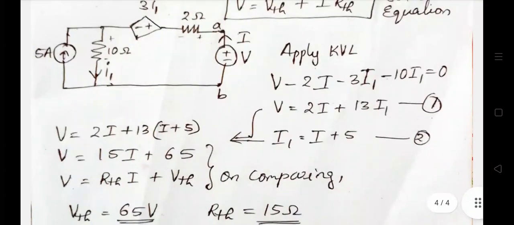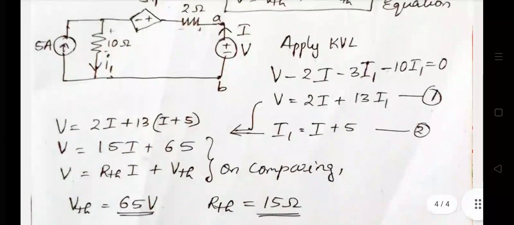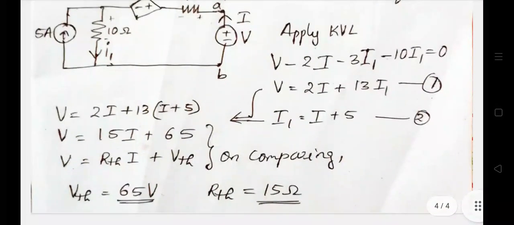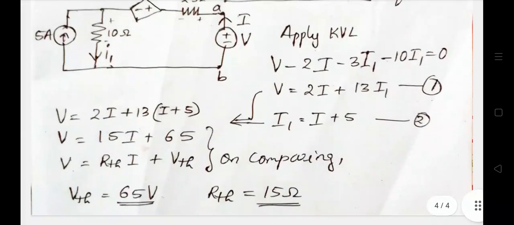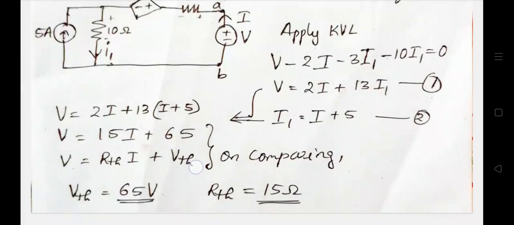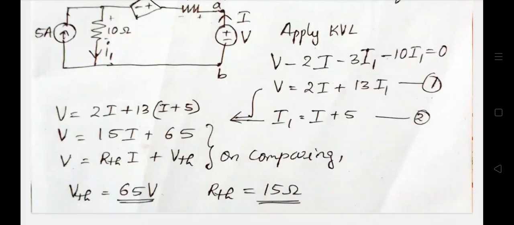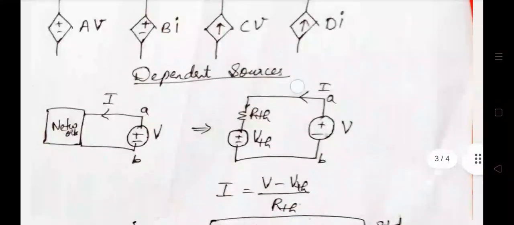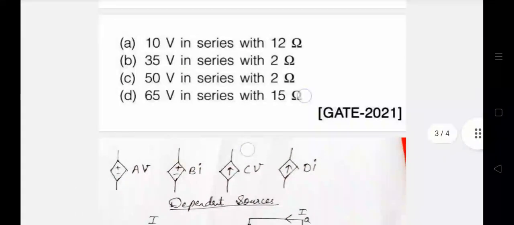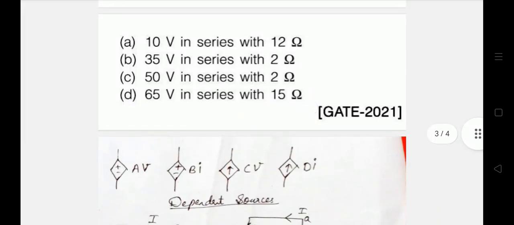Now put this second equation in the first equation, and we get V equal to 2I plus 13 into I plus 5, and V equal to 15I plus 65. Now let's compare this equation with the standard equation V equal to RTH I plus VTH. That means VTH is 65 volt and RTH is 15 ohm. This is how we solve this question. Let's see which option gives this answer. RTH is 15 ohm and VTH is 65 volt. So option D is the right answer.